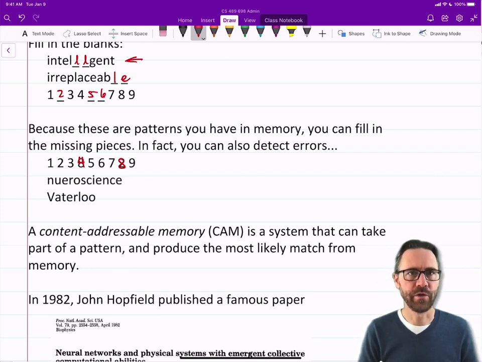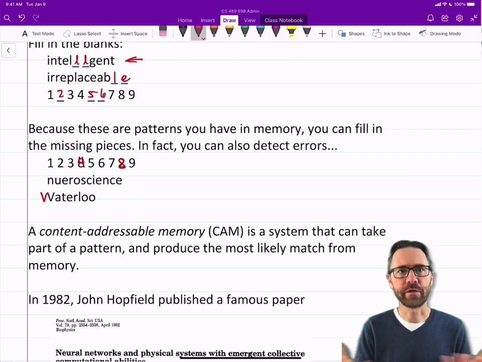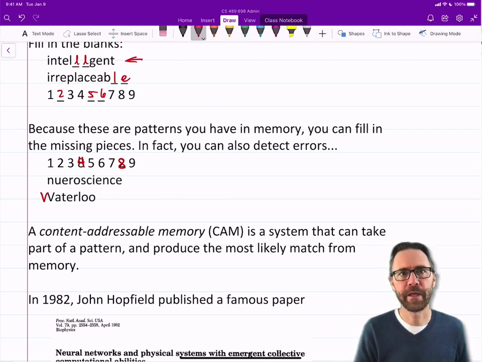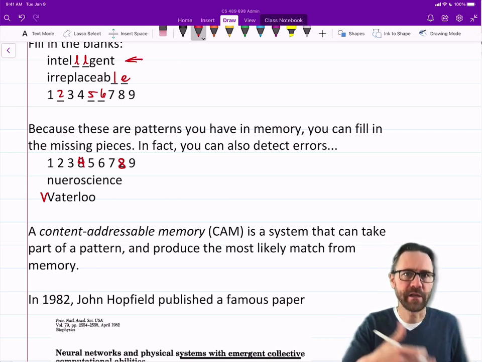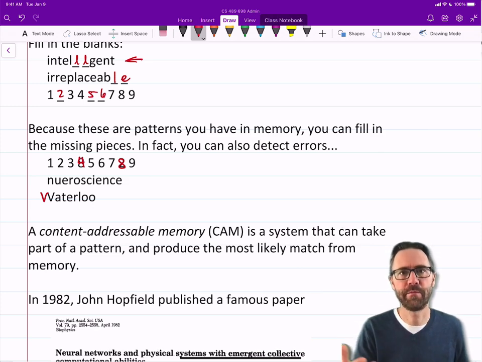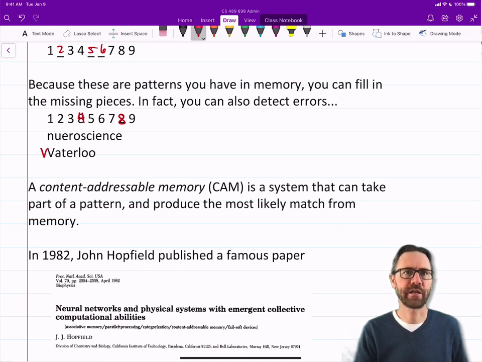Or this one, neuroscience. It should be neuroscience. Or this one should be Waterloo. So what you're doing is looking at this pattern and recognizing that it's very similar to a different pattern, and you're able to correct the error. Both the filling in and the correcting of errors are essentially recognizing the closest pattern from your memory. So a content-addressable memory, or CAM, is a system that can take part of a pattern and produce the most likely match from the memory.